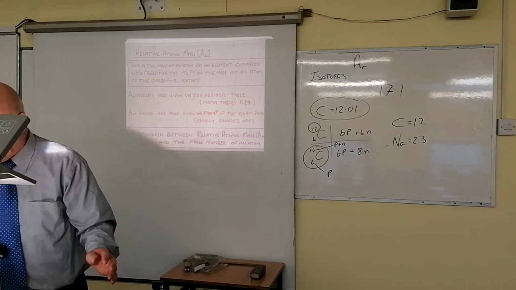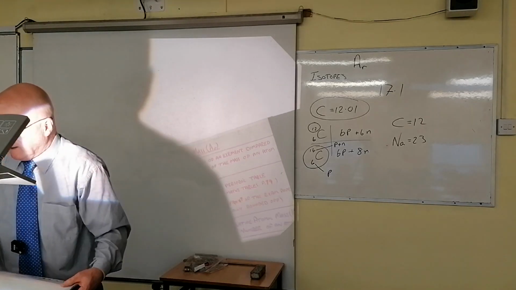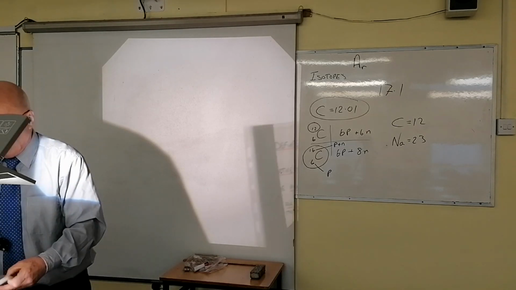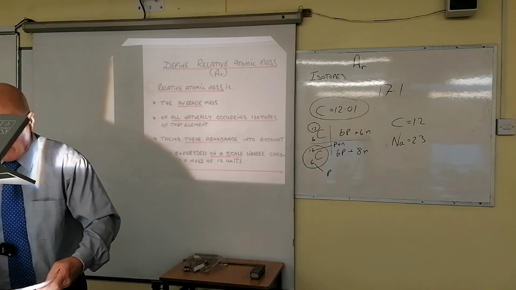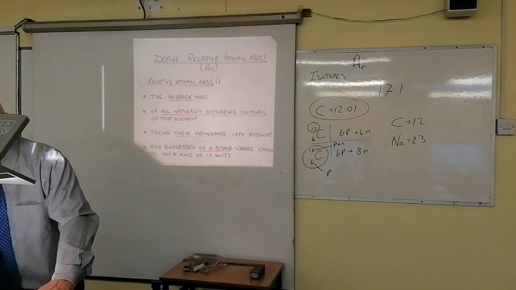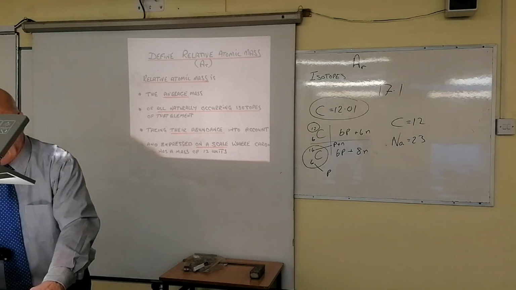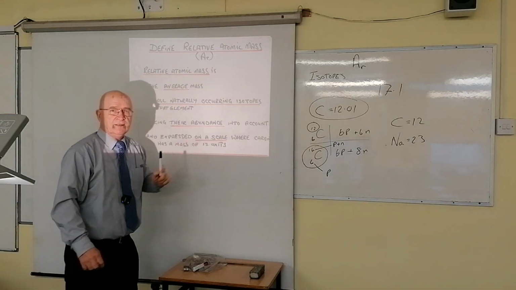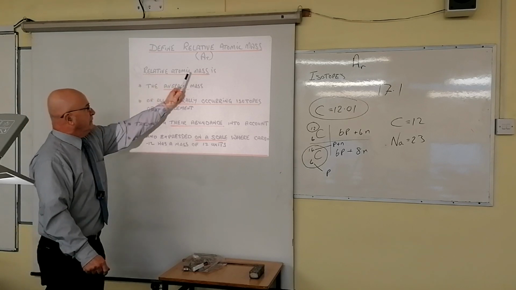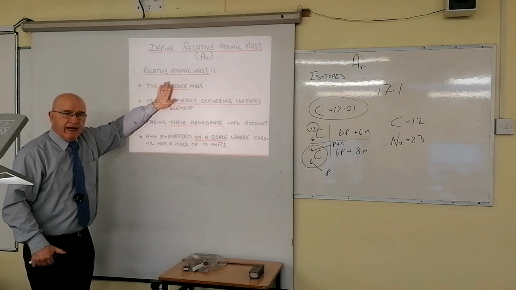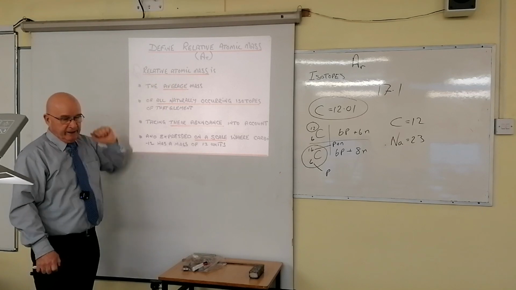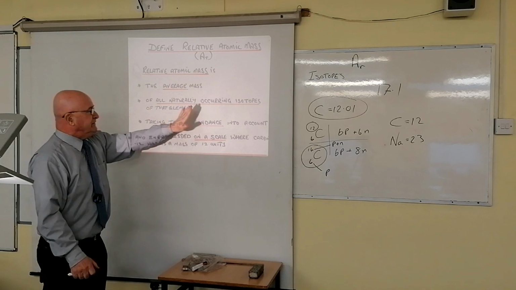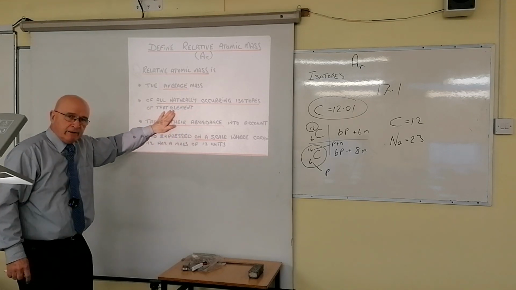Now, we would need to look at the definition for that, which I'm going to put on the screen for you next. You'll be asked to define relative atomic mass. And you can't define this without clearly making certain points in it. I have them there as bullet points. I hope you can see them now. You'll be asked to define relative atomic mass, AR. The relative atomic mass is, you must say, the average mass or the mean mass. You must say of all naturally occurring isotopes of that element.